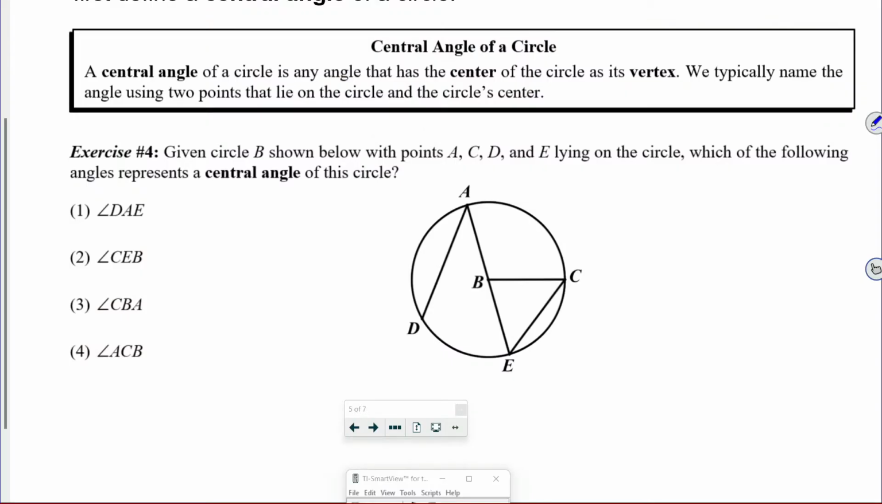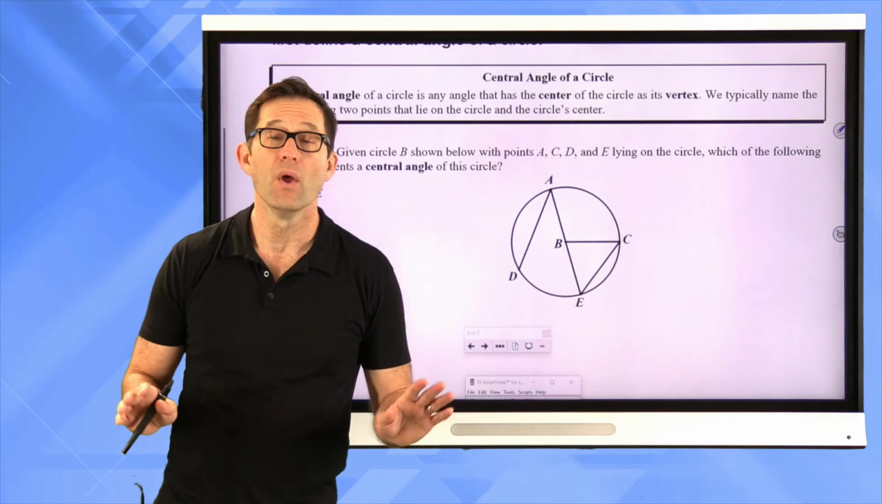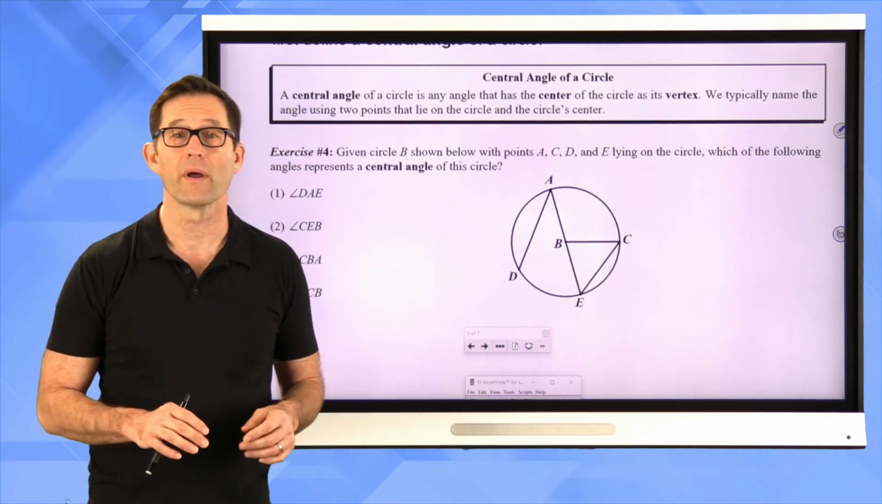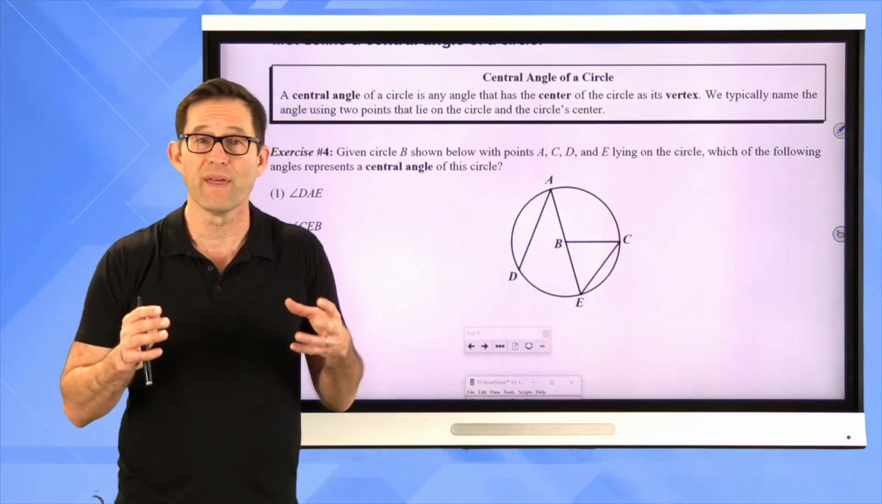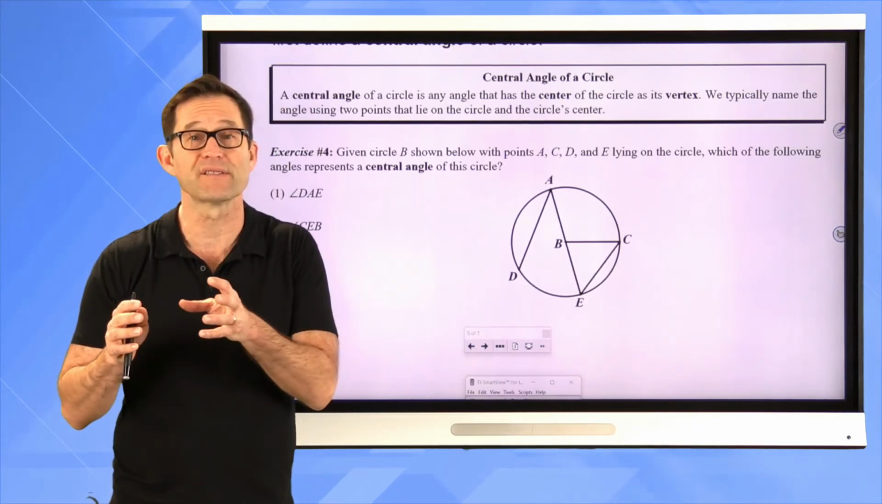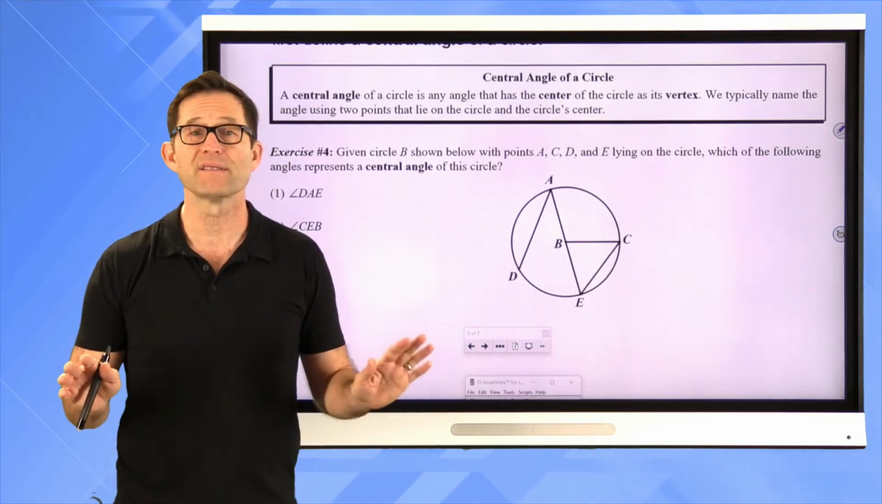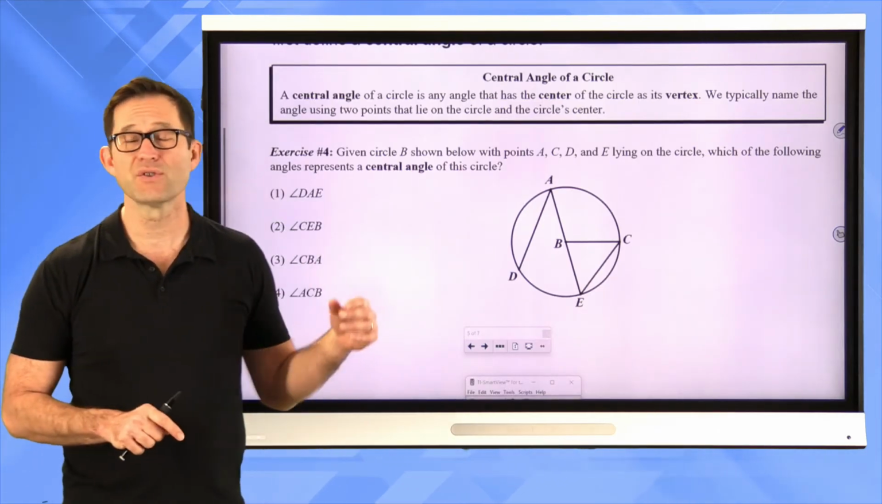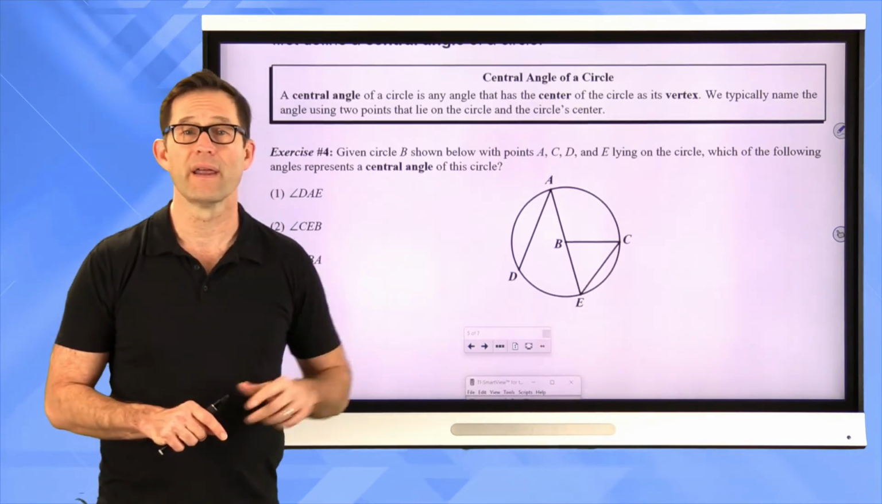A central angle of a circle is any angle that has the center of the circle as its vertex. We typically name the angle using 2 points that lie on the circle and the circle's center. All right, so very easy idea. Now there's going to be lots of angles associated with circle work, but the one that we're looking at right now is called a central angle. And all that is, is an angle that has as its vertex the center of the circle. So let's just make sure we can identify a central angle in exercise number 4.